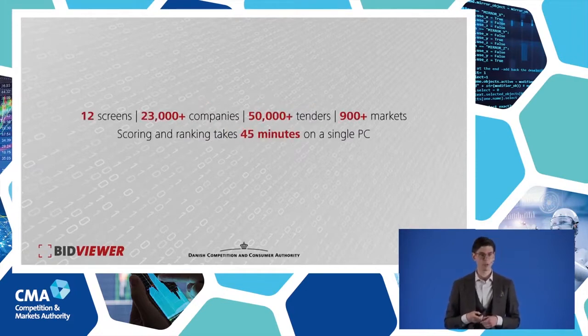This is just an example that I ran on my laptop. This was a data set with more than 23,000 companies, 50,000 tenders, and about 900 different markets. And I ran 12 screens on my little laptop. That took 45 minutes. May not be impressive for some computer scientists, they're like, well, I can do a Google search in under a second. But we could easily run this in parallel, then we're down to 4.5 minutes. And then we can at least see that we can rank hundreds of thousands of companies within an hour if we run this in the cloud.